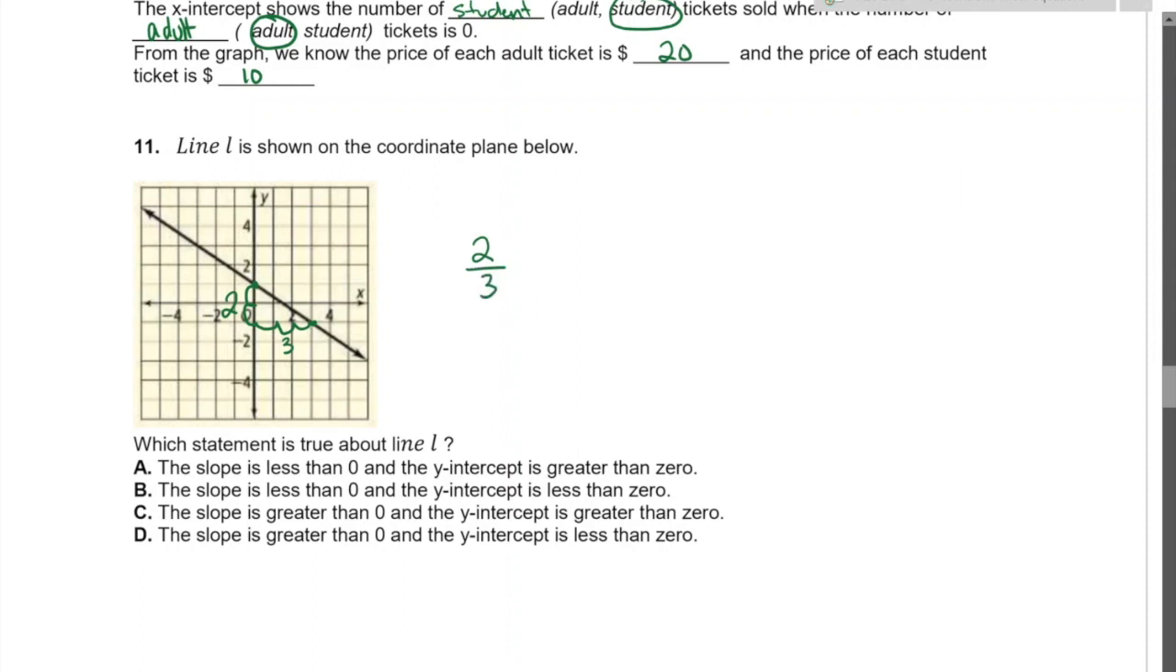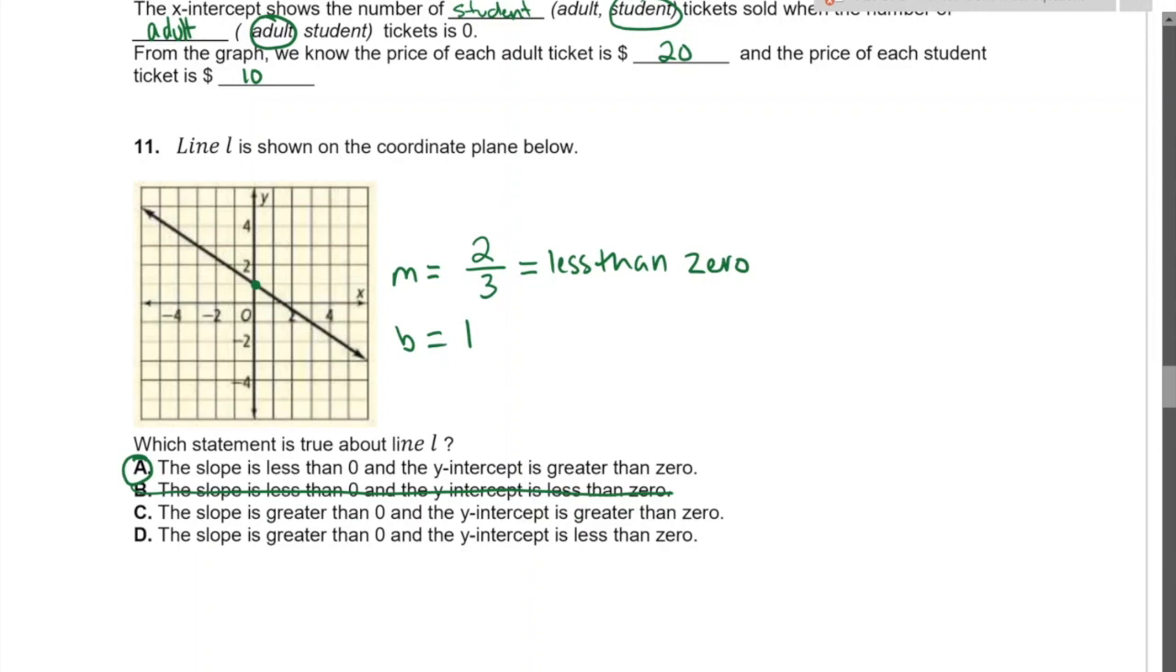Now what's my y-intercept? My y-intercept is 1. So my b equals 1. So the slope is less than 0 and the y-intercept is greater than 0. Well, 2 over 3 is not less than 0. Okay, let's read these other ones. The slope is less than 0 and the y-intercept is less than 0. Well, no, my y-intercept is greater than 0. So this is wrong.